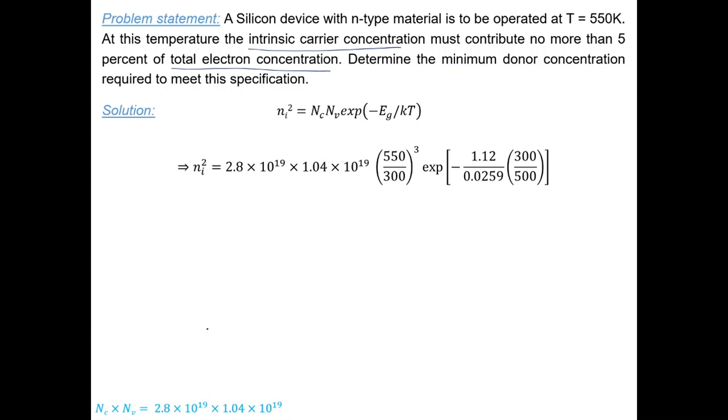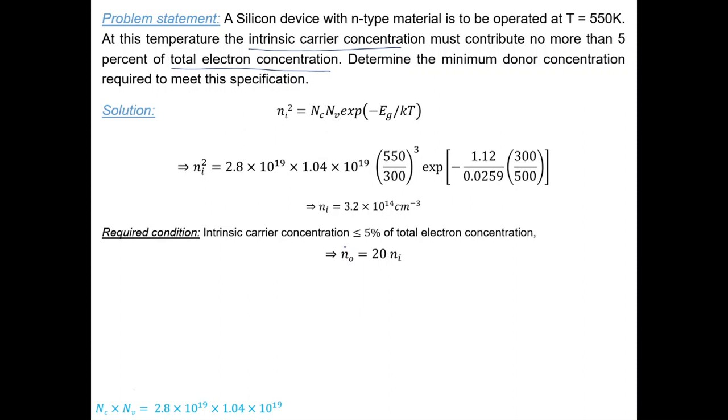So let's feed the values here. What you get is the intrinsic carrier concentration, which turns out to be 3.2 times 10 to the power 14 per centimeter cube. And so now the condition is that the intrinsic carrier concentration should be less than 5% of the total electron concentration, which means n naught equals 20 times Ni, right? Now we looked into this relation, so we can change that. n naught equals 20 times Ni.